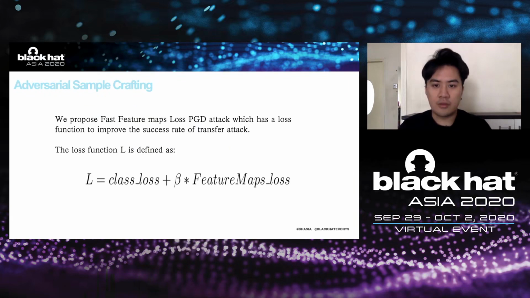As for creating adversarial examples, we propose a loss function called FFL for PGD attacks. It is used to improve the success rate of transferable attacks between different models. The traditional PGD attack only uses classification loss, focusing on model classification errors. We increase the loss of multi-layered features to ensure that these features are more different than the ones generated by a traditional PGD attack.